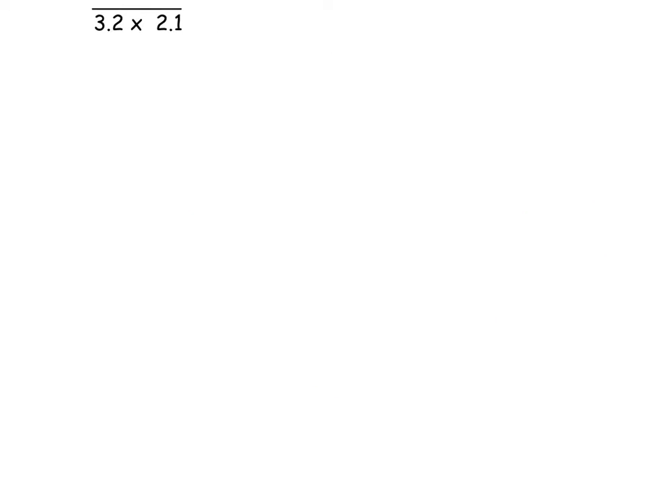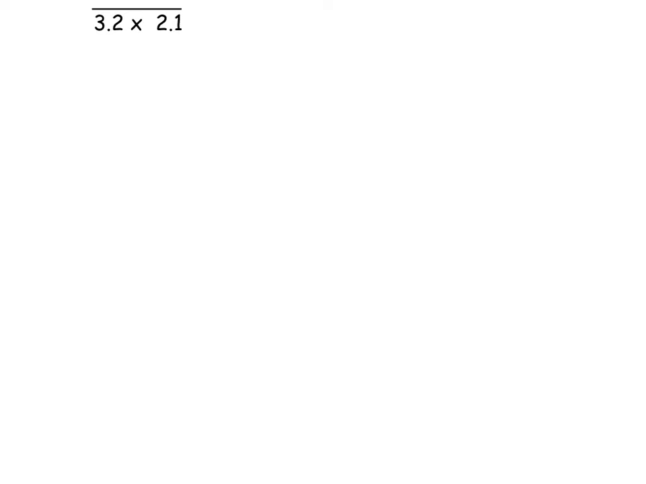Problem number 1. 3 and 2/10 times 2 and 1/10. Well, another way I can say both of those is 32/10 and 21/10, because they both end in the tenths place. And since it's a base 10 system, I know that 30/10 make 3 wholes. So 30/10 plus 2/10 is 32/10. And 20/10 make 2 wholes. So 20/10 plus 1/10 is 21/10.